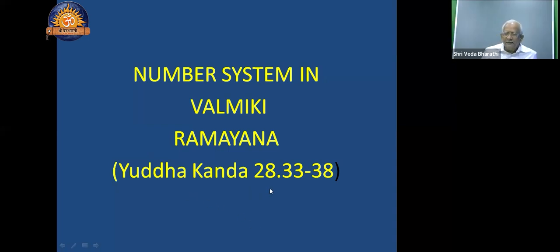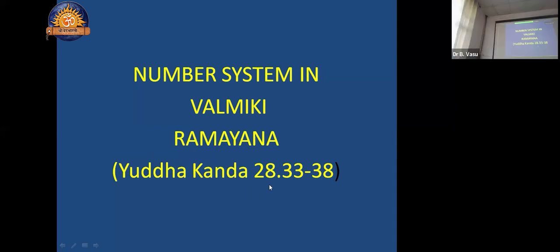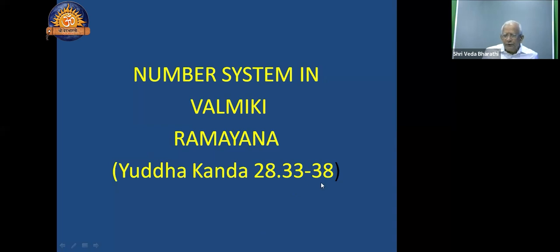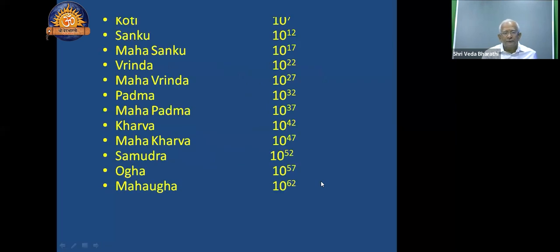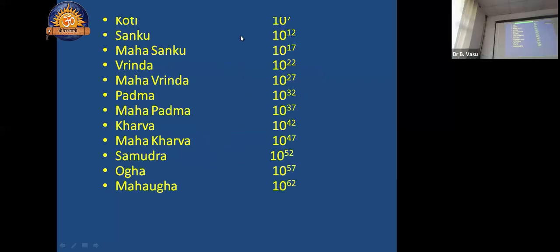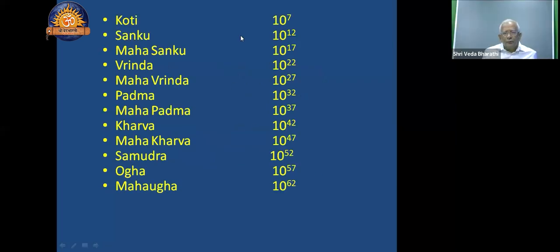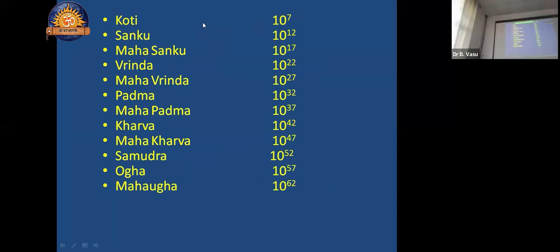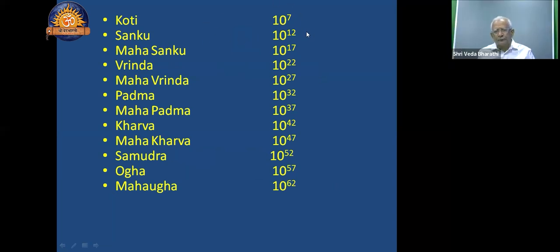In Yuddhakanda, 28th Sarga, from the 33rd shloka to the 38th shloka, he has defined the number systems, sir, the powers. Now you can see, there he says, 1 koti. Koti means 1 crore, 1 followed by 7 zeros, 10 to the power of 7. Then he says, 1 lakh crores is called Shanku. 1 lakh means 10 to the power of 5; multiplied by 10 to the power of 7, you get 10 to the power of 12.